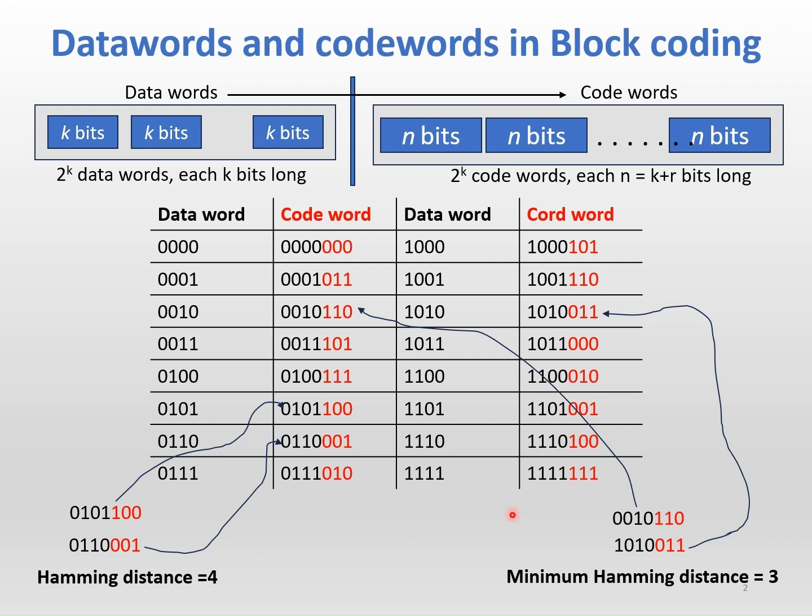But this distance is not constant. If I see two other code words, this code word here and this code word here, and in the same way you see in how many bit positions these two code words are different, you will see the distance between these two code words is only 3. And 3 is the minimum distance between code words. Like that you can check the distance between all pairs of code words. And the minimum Hamming distance tells what is the capability of these code words, that means how many errors it can detect and how many errors it can correct. So this minimum Hamming distance is very important.